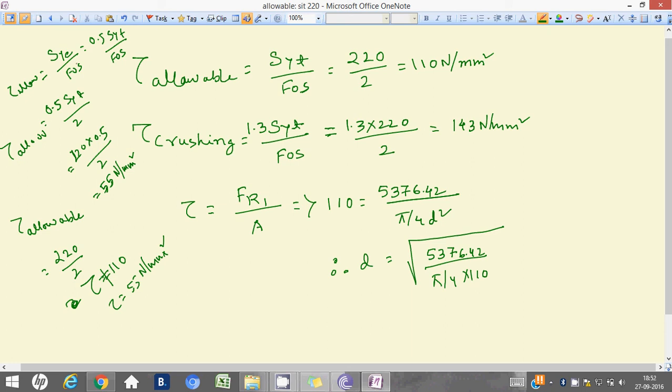The yield strength in tension changes, and in compression it changes. So whatever the yield strength in tension, the shear strength is 0.5 of it. So I can change this thing, that is 220 by this thing. We are considering here not 110 but 55. So remember this. The value of d will come around 12 mm.